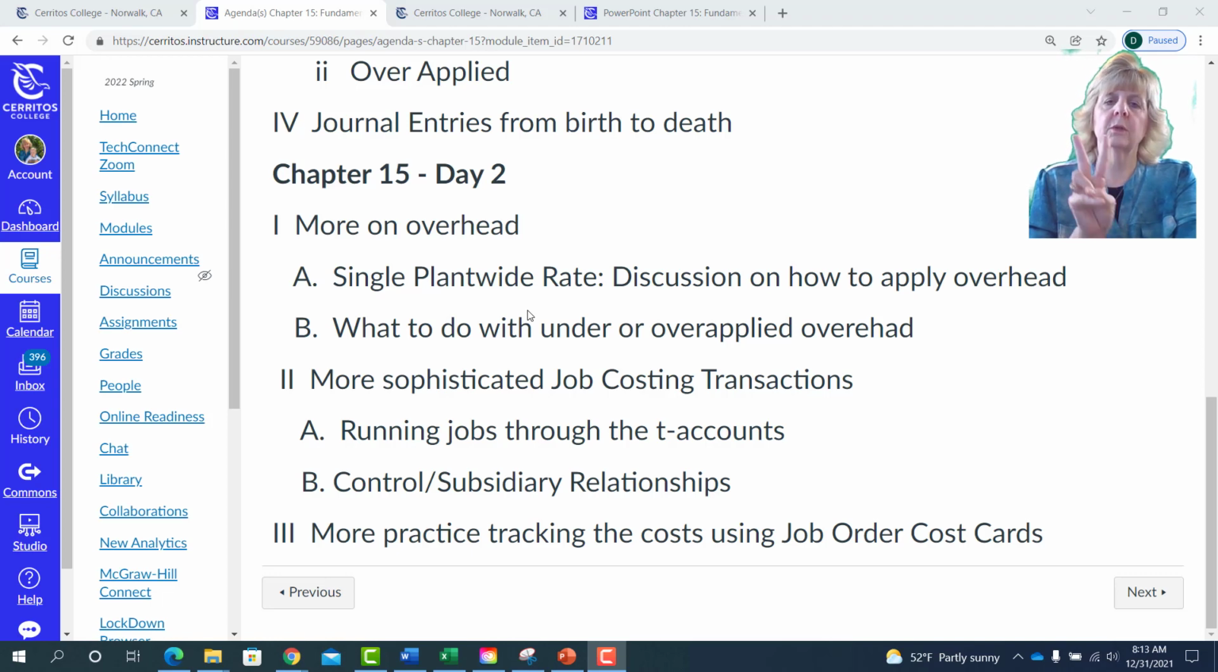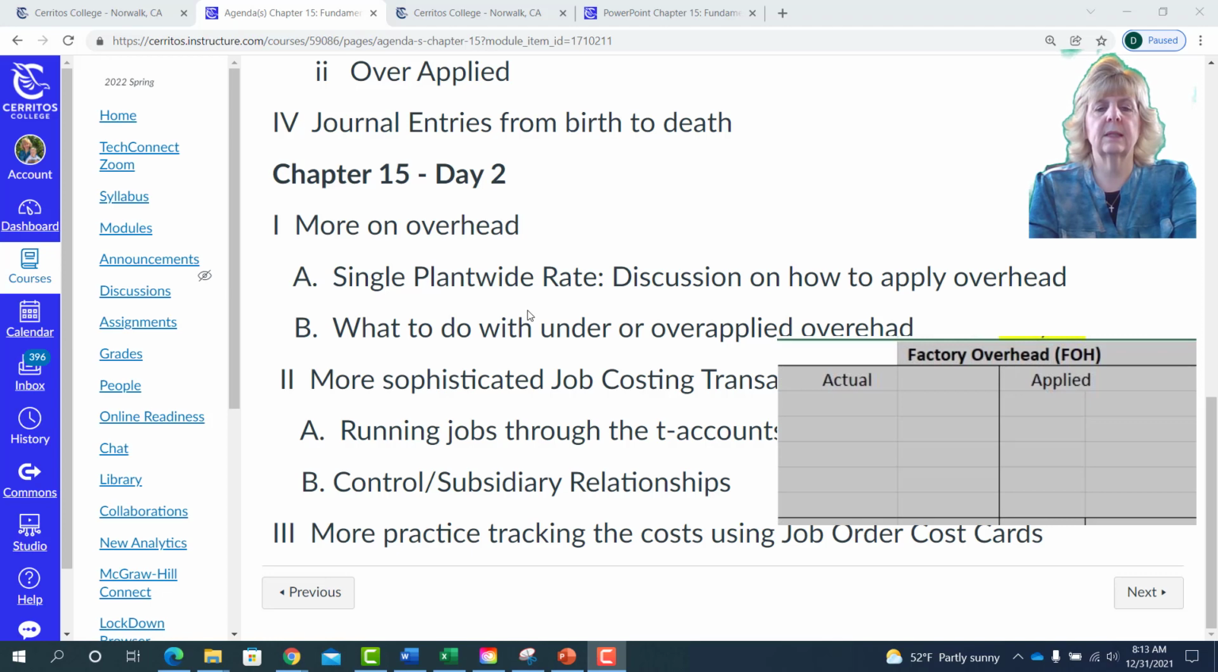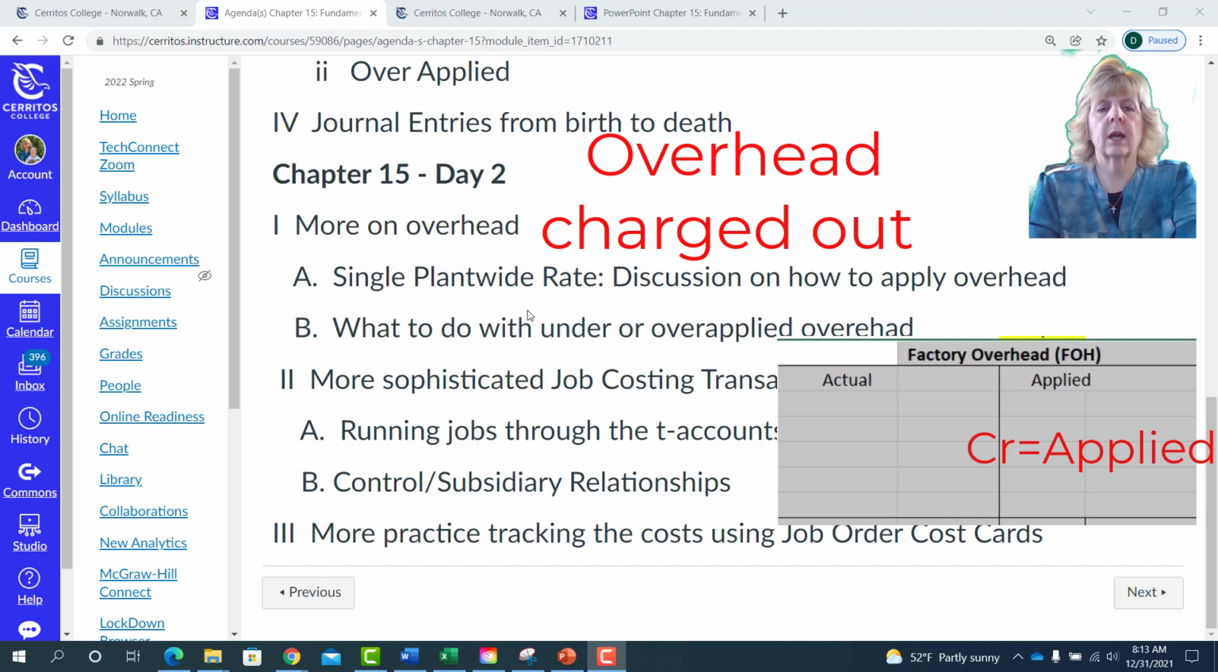Remember, there are two sides to the overhead account. The debit represents the actual costs. That's where we'll charge the various costs of the indirect items for running the factory. And then on the credit side of the factory overhead account is the applied overhead. Applied overhead means that the jobs are charging out the overhead based on the predetermined overhead rate.